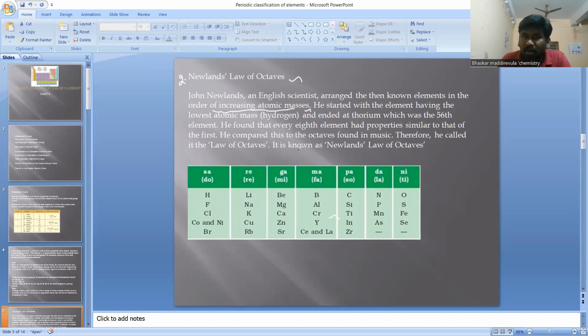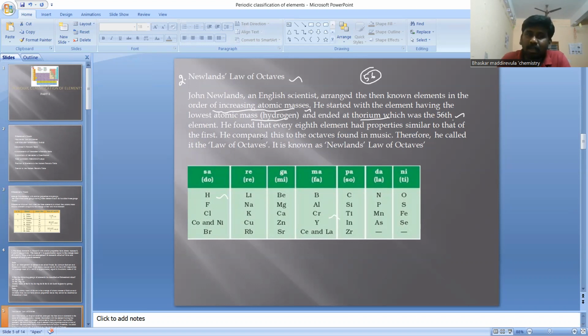He started with hydrogen, the lightest element, and ended with thorium. That is the 56th element. That means he arranged around 56 elements.